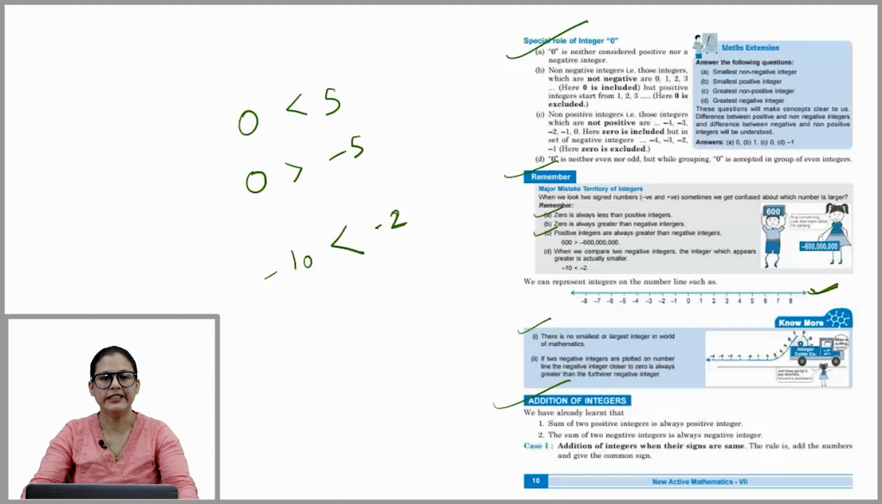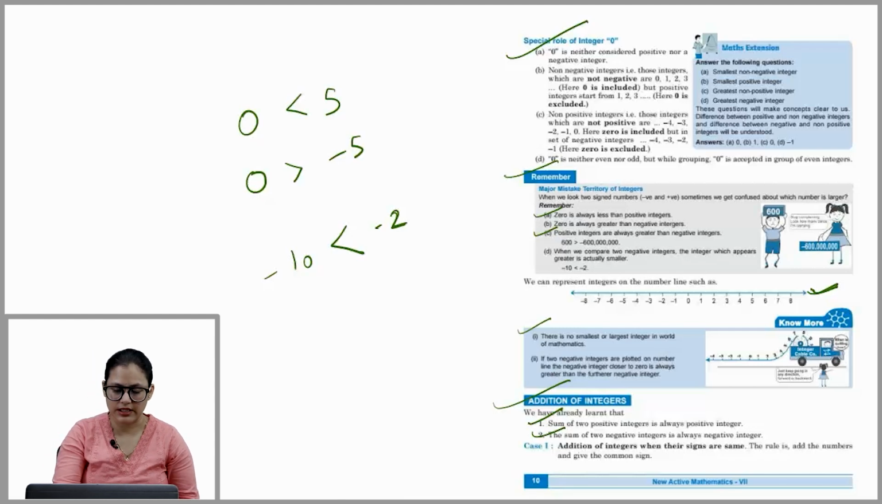We have already learnt that, number 1, the sum of two positive integers is always positive. And the sum of two negative integers is always a negative integer. Remember that. Case 1, addition of integers when their signs are same. The rule is add the numbers and give the common sign. Suppose we are adding same signs, means +5 +4.